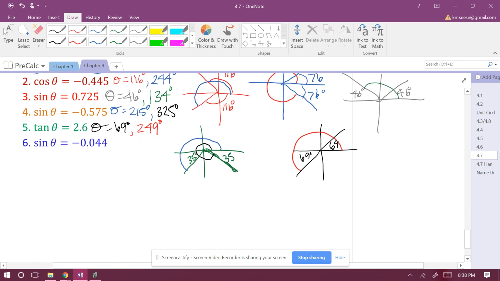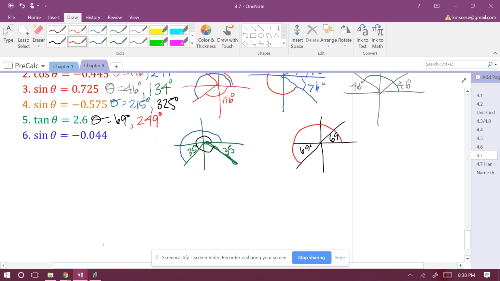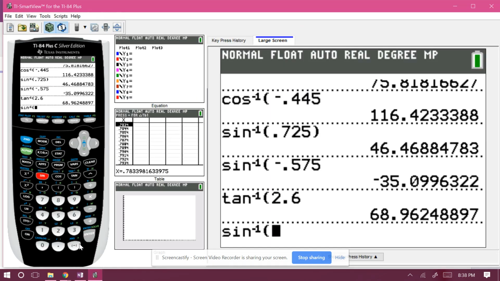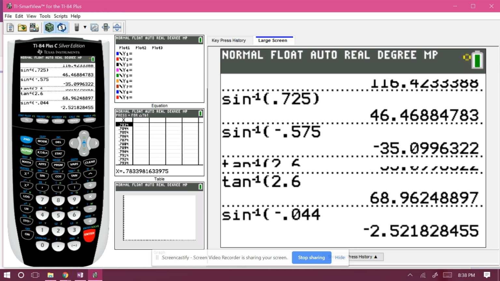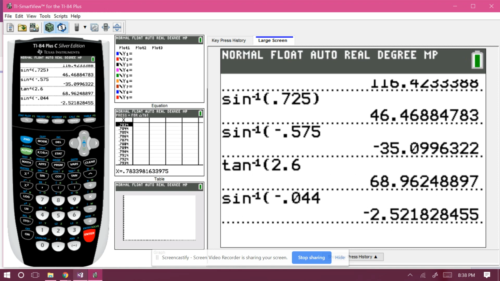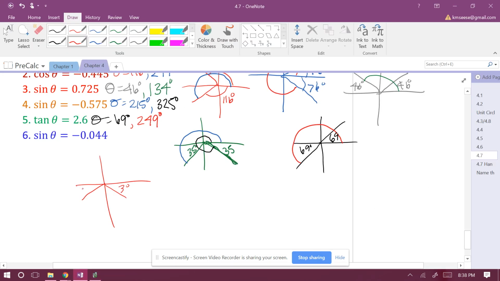All right, last but not least, sine of theta equals negative 0.044. Sine's negative, so my options are quadrants 3 and 4. Sine inverse of negative 0.044 gets me really about negative 3 degrees. I get a 3-degree angle here, or a 3-degree angle here. My two thetas, remember, need to be positive, between 0 and 360. So that's 183, or 3 degrees shy of 360, which would be 357.